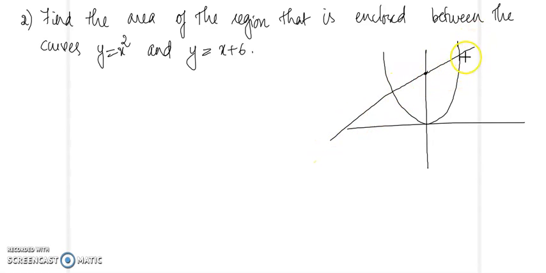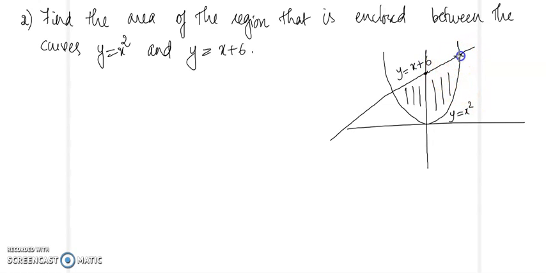Now we need to find out, this is y equal to x square, that is the lower curve. So this is the region, we need to find the area of this shaded region. So the curve below is y equal to x square and the curve above is y equal to x plus 6.